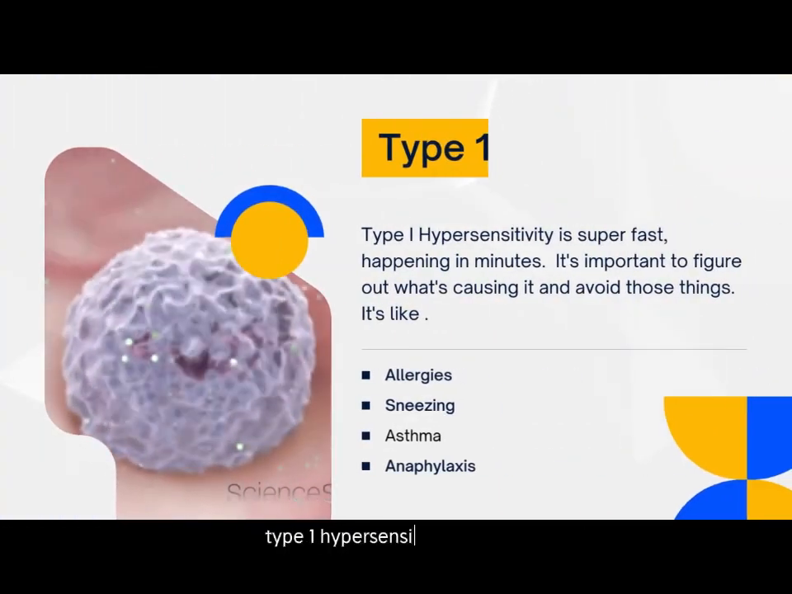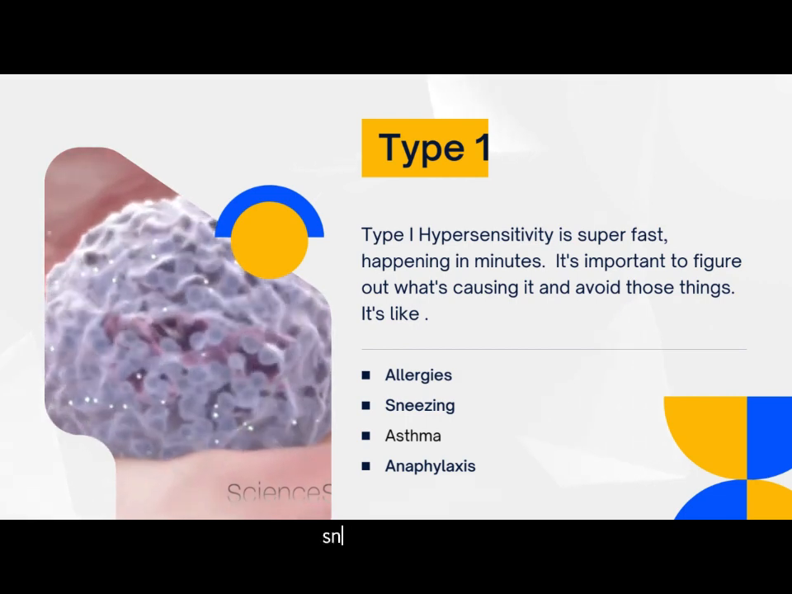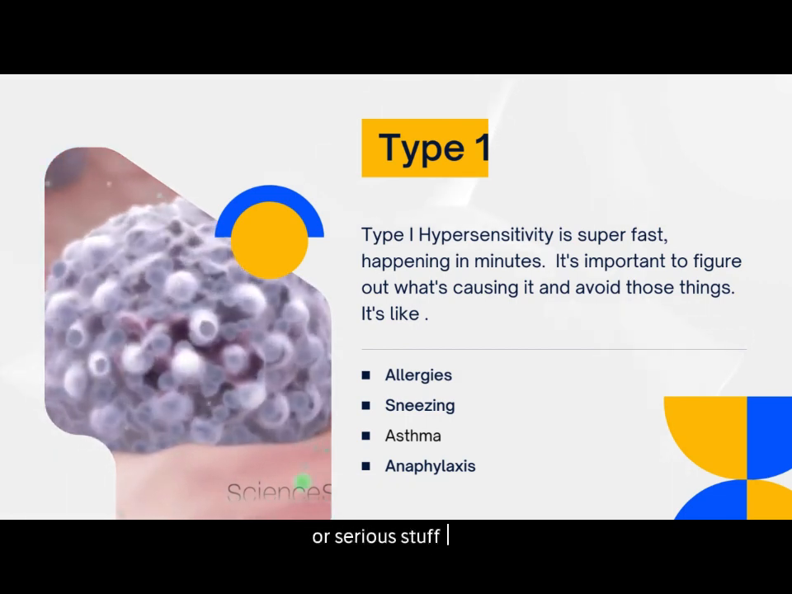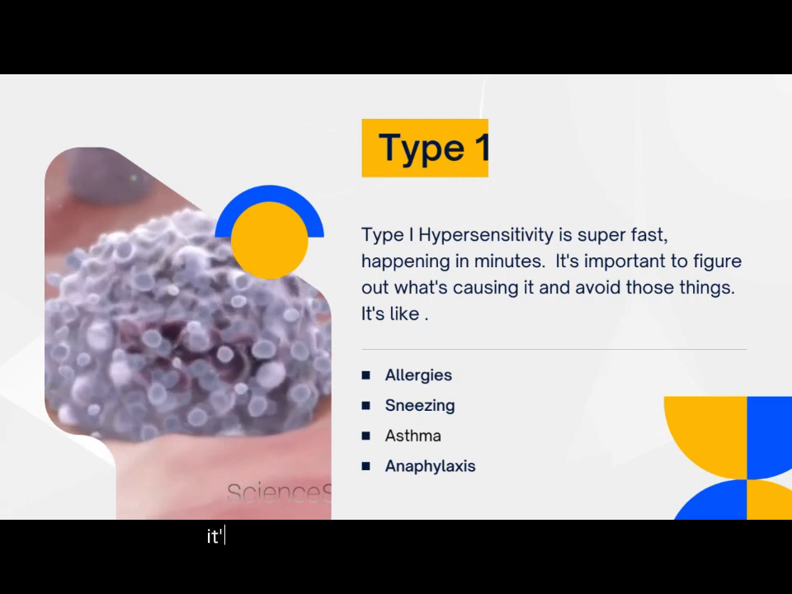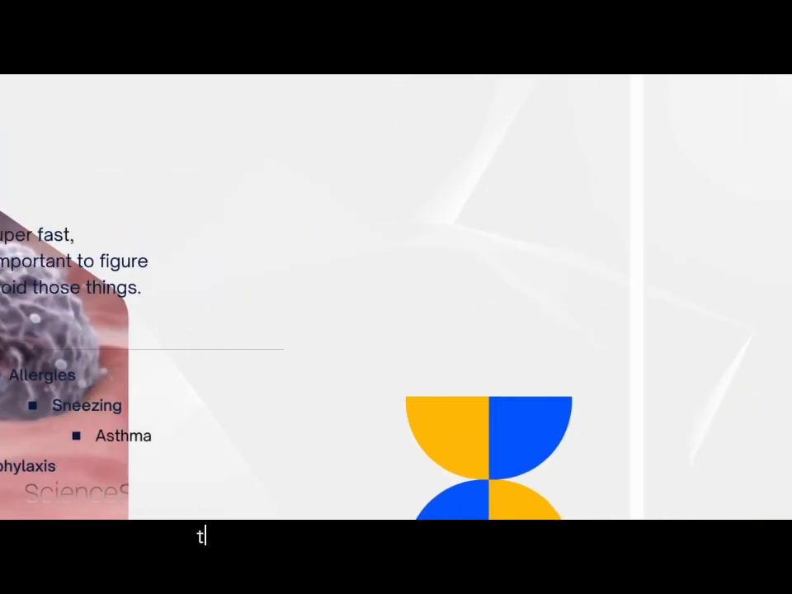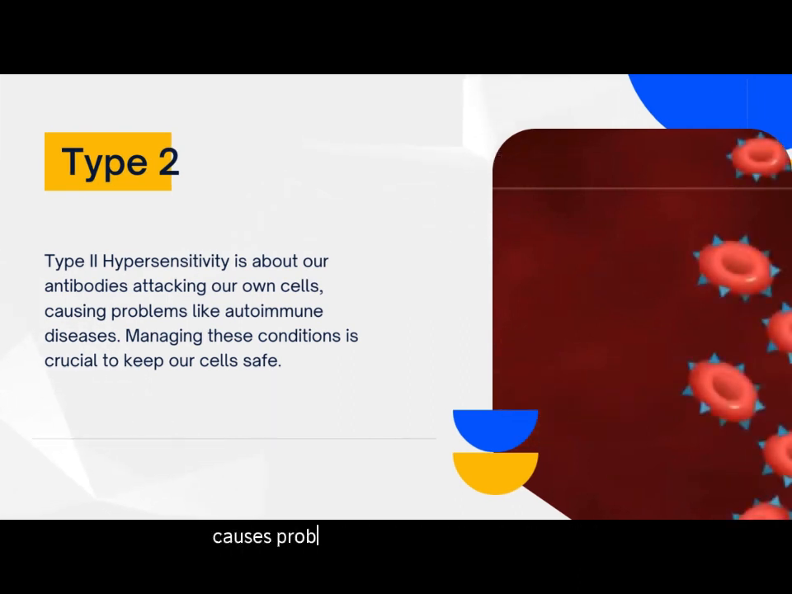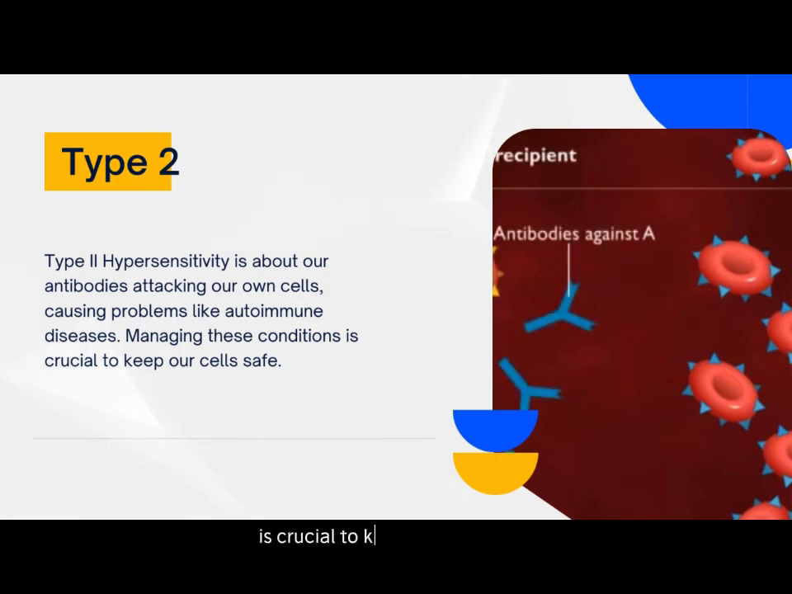Type 1 hypersensitivity is super fast, happening in minutes. It's like allergies, sneezing, asthma, or serious stuff like anaphylaxis. It's important to figure out what's causing it and avoid those things. Type 2 hypersensitivity is about our antibodies attacking our own cells, causing problems like autoimmune disease. Managing these conditions is crucial to keep our cells safe.